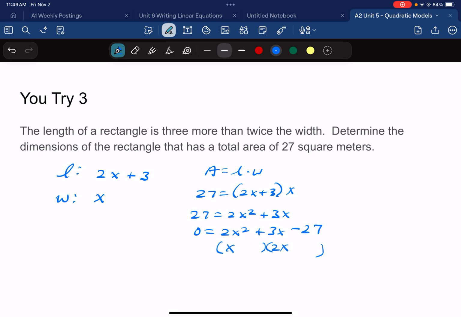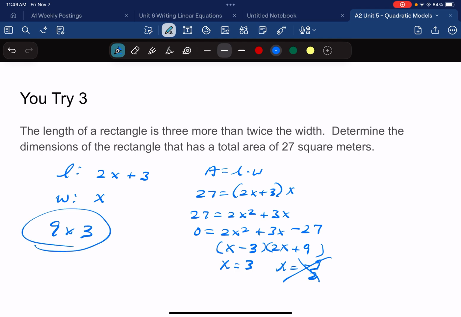x and 2x. Does it factor? I don't know. Yeah, 9 times 3. How about this? 3, 9. And then that would be positive 9 and negative 3. So the width has to be the 3, because this one gives me a negative answer. Negative 9 halves. That's out. So x is 3. So what do they want? Determine the dimensions. Okay, so length then is 2 times 3, which is 6, plus 3 is 9. So this is a 9 by 3 rectangle.